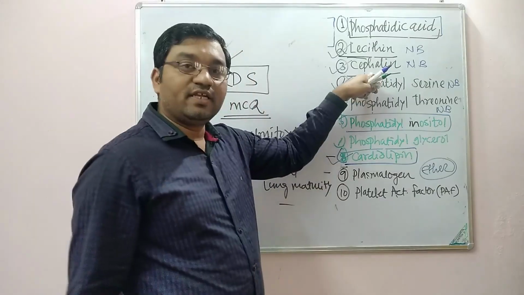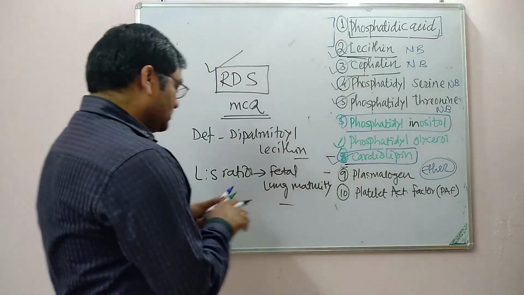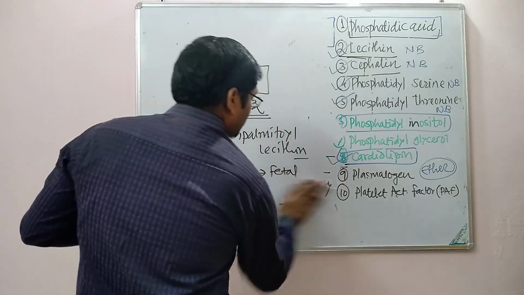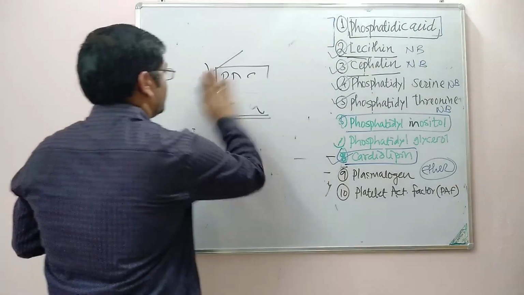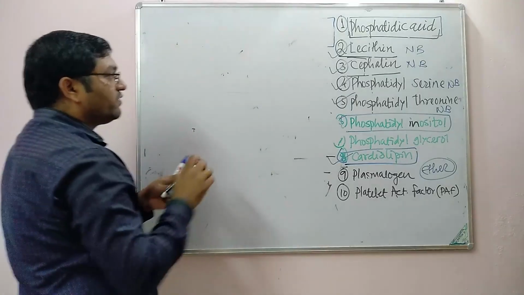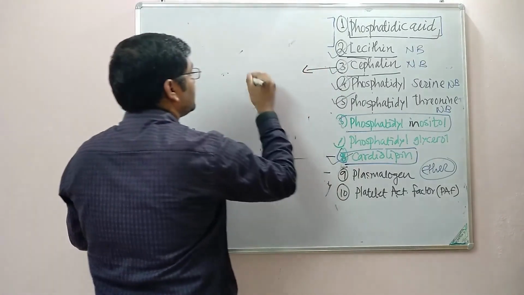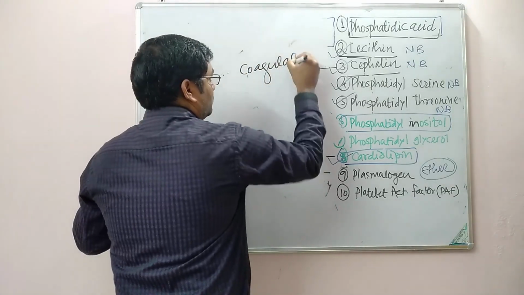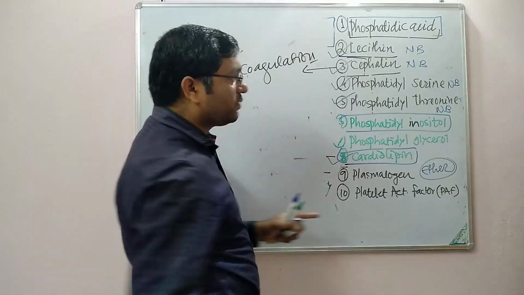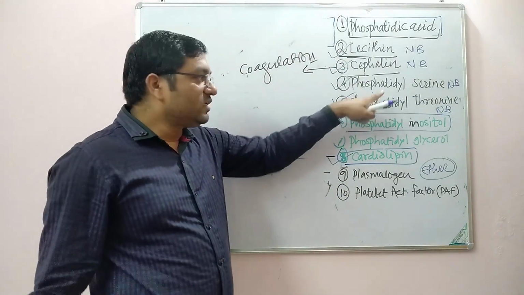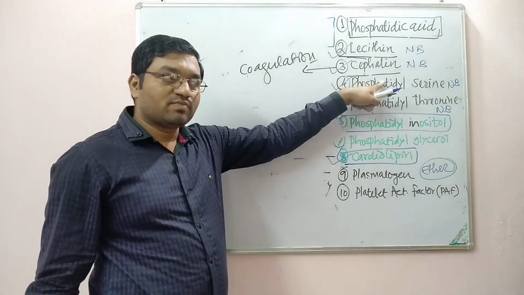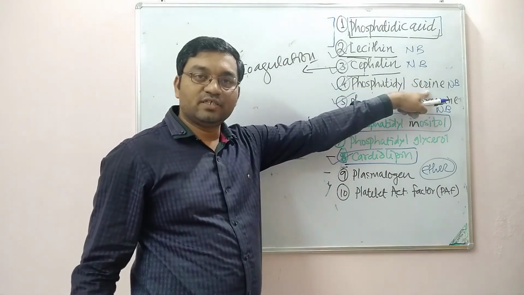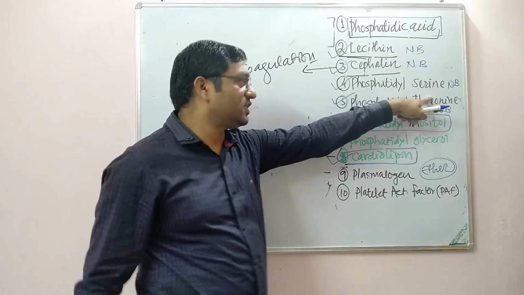Now coming to the cephalin, it helps in blood coagulation. Cephalin helps to convert prothrombin to thrombin. So an important function of cephalin is it helps in coagulation, converts prothrombin to thrombin. Then phosphatidylserine, threonine, they are part of the plasma membrane. Phosphatidylserine is a mediator in apoptosis, that is programmed cell death.